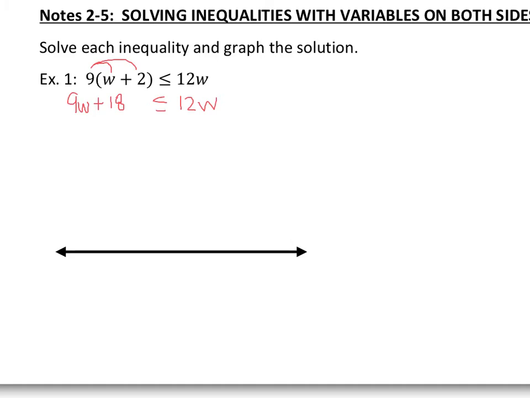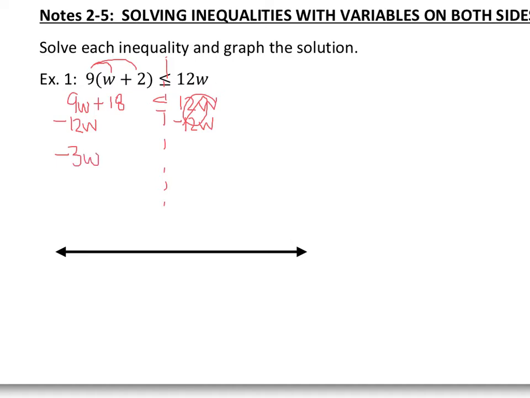Again, I want you to get in the habit of bringing your variables over to the left side. So I'm going to go ahead and draw my line here. I want to move this 12w over to the left side. So I'm going to subtract 12w and bring it over here. This would cancel out and give you 0. 9w minus 12w is minus 3w.